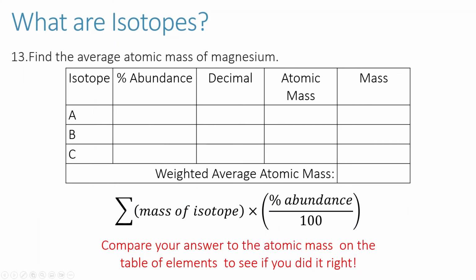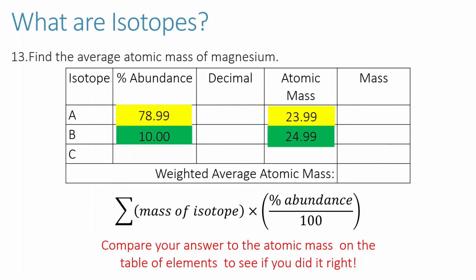Okay, so in this next question, we want to actually calculate the average atomic mass of magnesium. So in the problem, you can see that we have 3 different isotopes, and I'm just going to call them A, B, and C. So I've filled in this data from the problem.